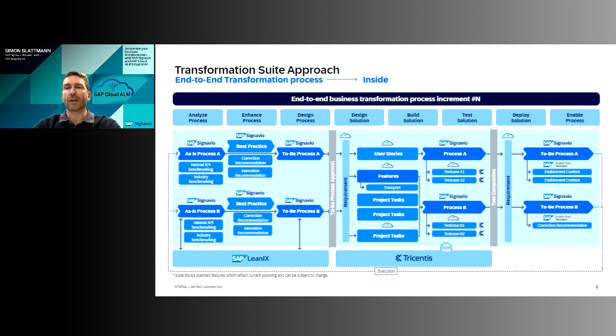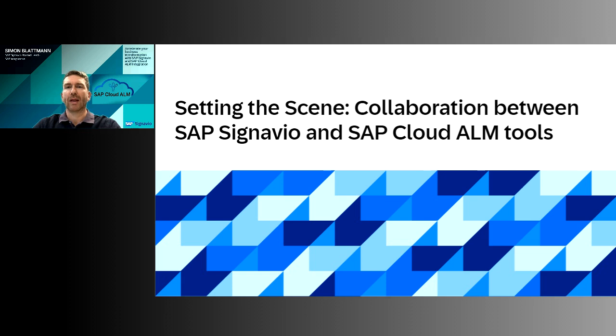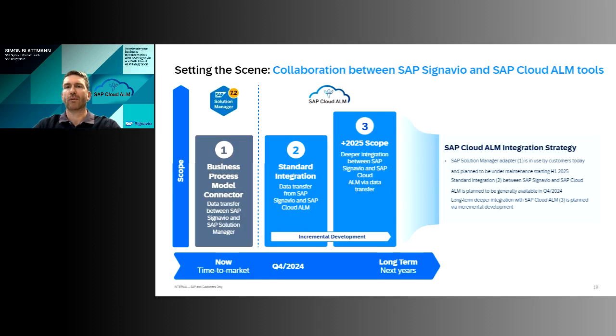Okay, moving on. That was an overview on the methodology. Then how do we collaborate with the SAP ALM tools? So we have an integration available with SAP Solution Manager that's supported by our Business Process Model Connector. This is providing a data transfer between SAP Signavio and SAP Solution Manager. So that's on the market, already available.